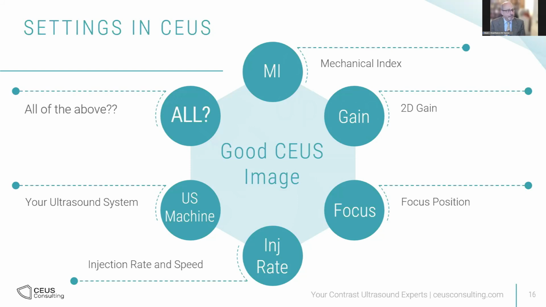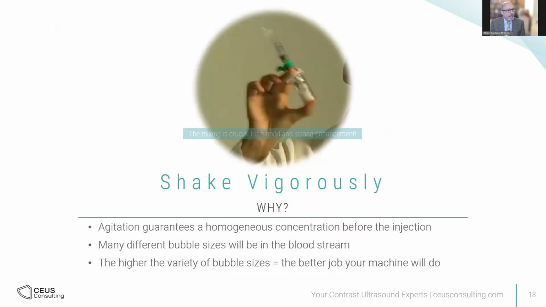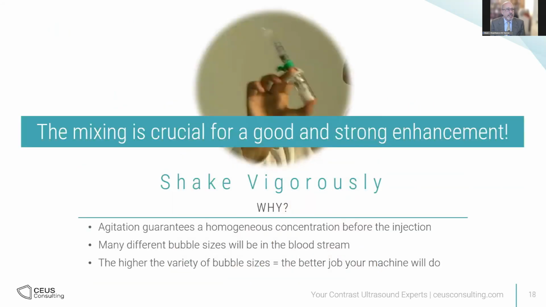And then, most importantly, the shaking. The mixing is crucial for a good and strong enhancement. I always recommend to shake before you extract and then inject immediately. Do not leave the Sonovue in the syringe because it's not going to be as good as you want. And especially do not inject the Sonovue when it's transparent. That means there's no gas in the bubbles.